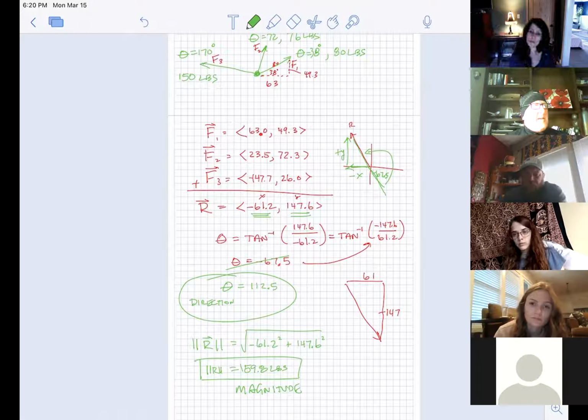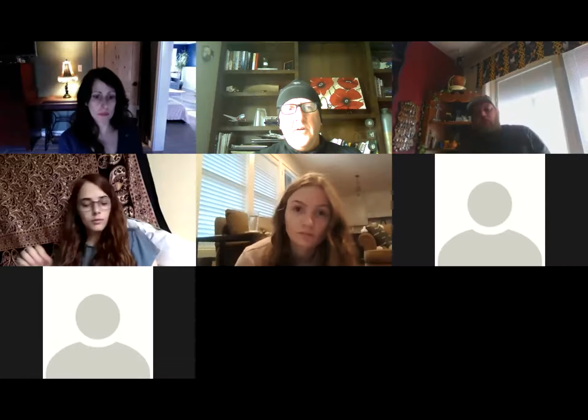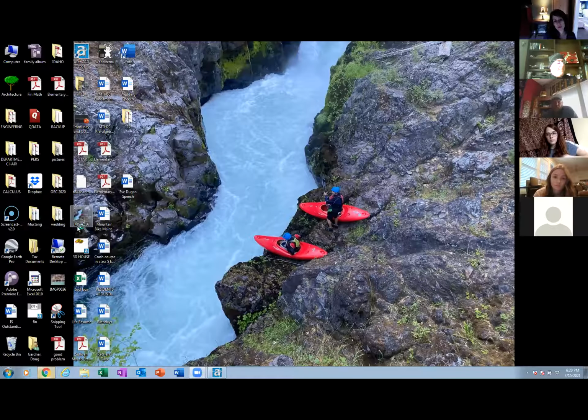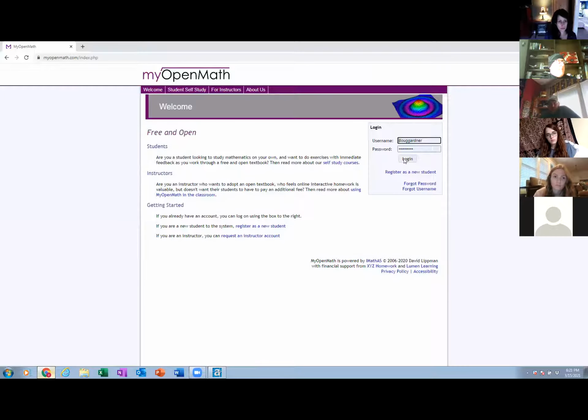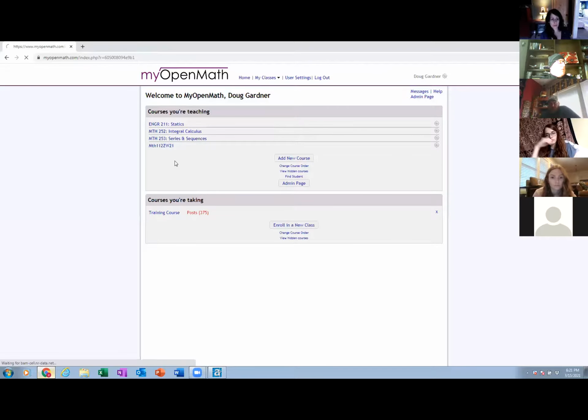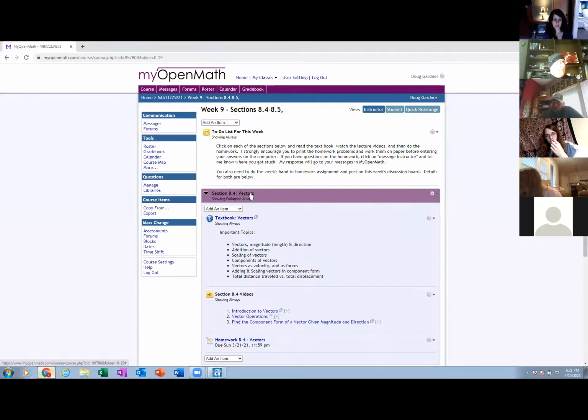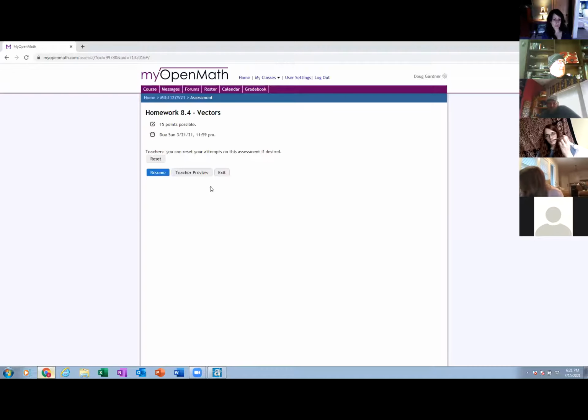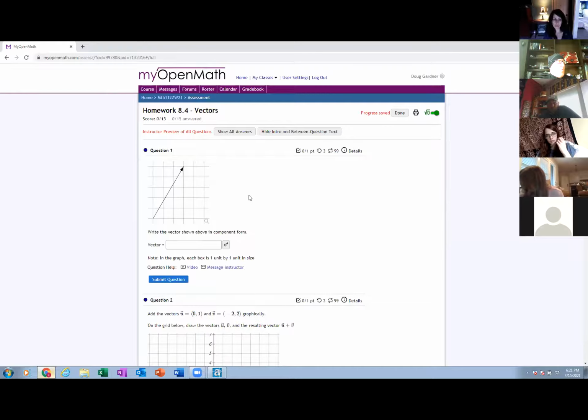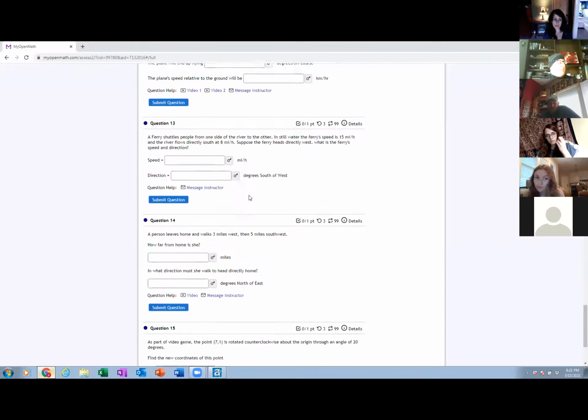So let's take a second here and just stare at it. I'll show you some of the easier questions in your homework assignment just to let you stare at them a little bit. Zoom, bam, my open math, bam. That's 112, ripped down to section 8.4. I didn't remember what we were doing tonight. 8.4, look at the assignment. 15 points. So I'm skipping down to the bottom.